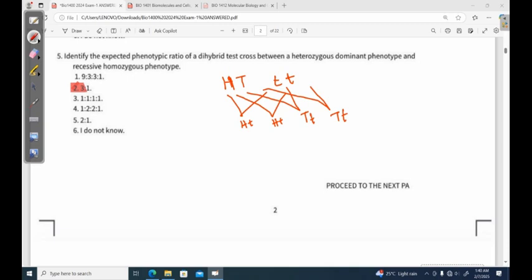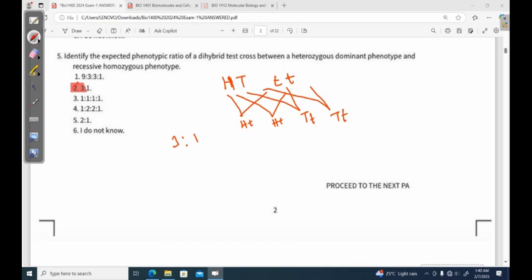So identify the expected phenotypic ratio of a dihybrid test cross between a heterozygous dominant phenotype and a recessive homozygous phenotype. When we cross this, of course it would have been quite a bit longer, so the end result is going to be 3 to 1 actually.